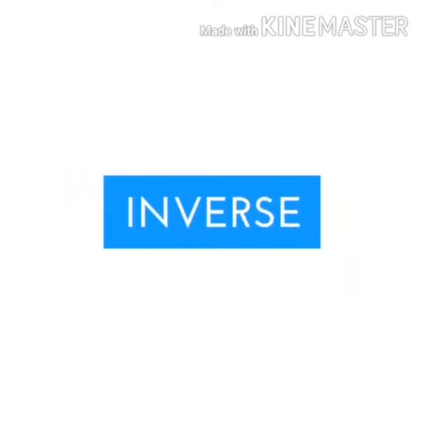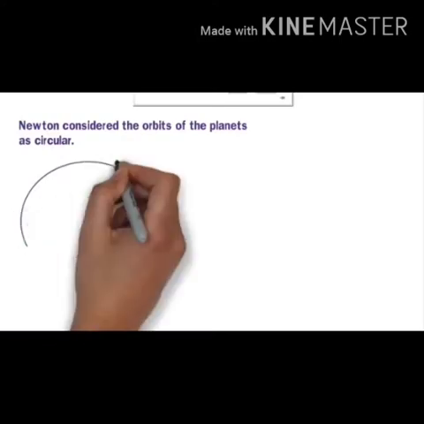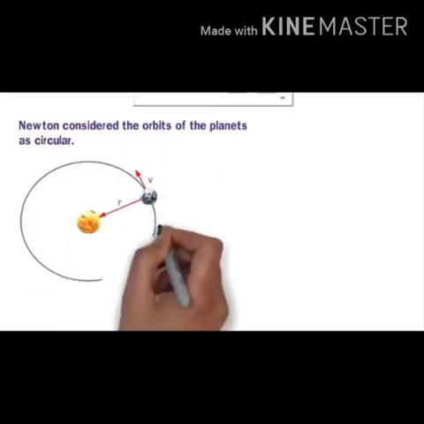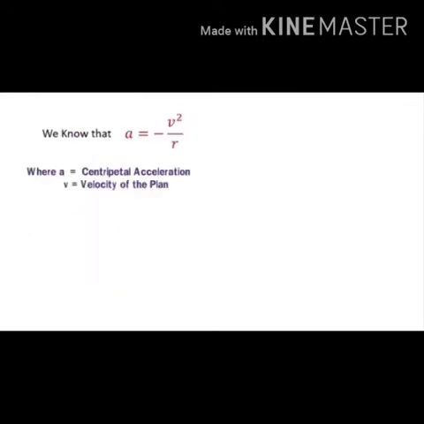Now we are going to see the topic Newton's inverse square law. Newton considered the orbit of the planet as circular. For a circular orbit of radius r, the centripetal acceleration is towards the center.